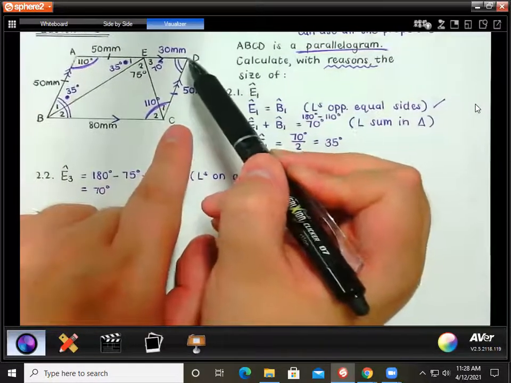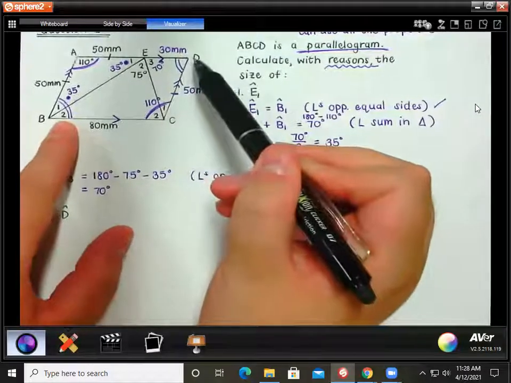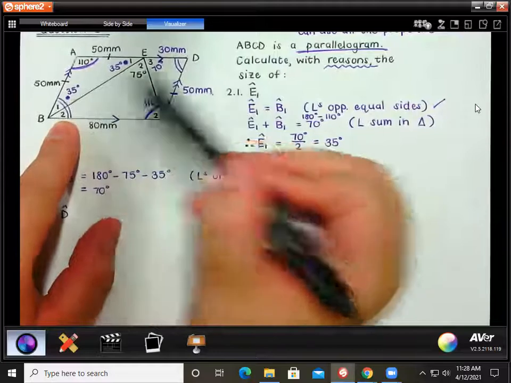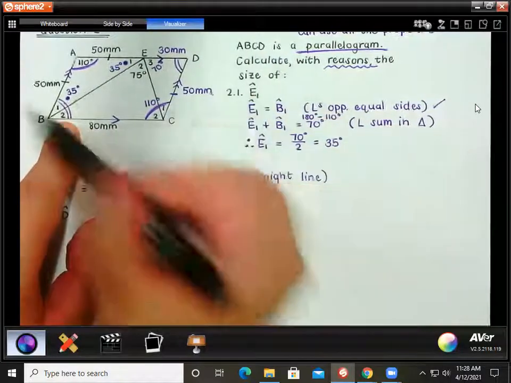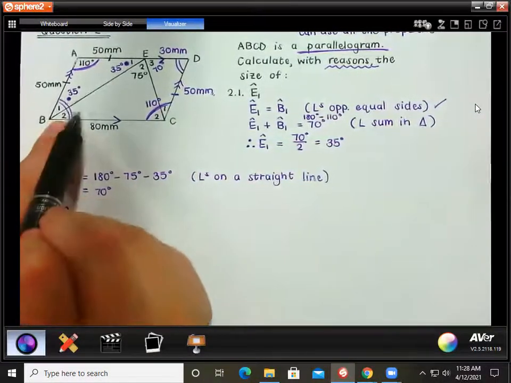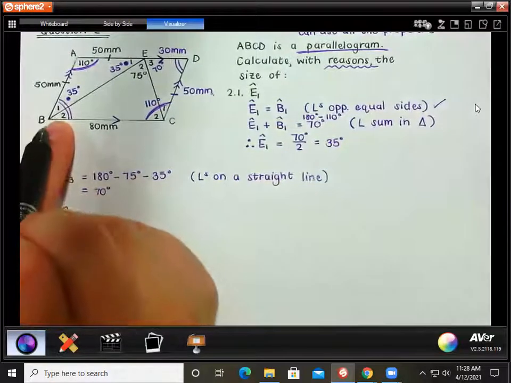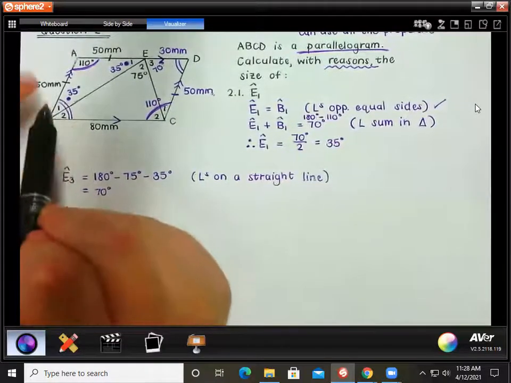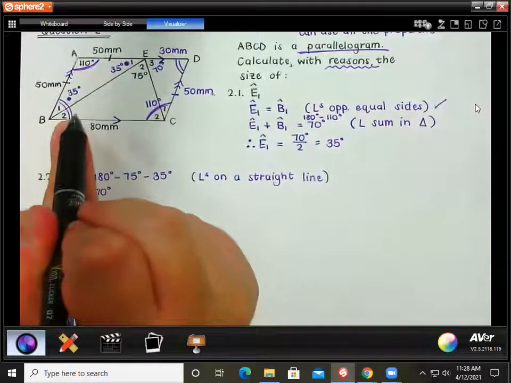Do we remember that angle B is equal to angle D? Why did we say that again? Because this shape is a parallelogram. So, could I possibly calculate angle B? Because if I can get angle B, then I can just say that D is equal to that. Let's look at what I have in angle B. I have B1 is 35. Is there any way to find B2?